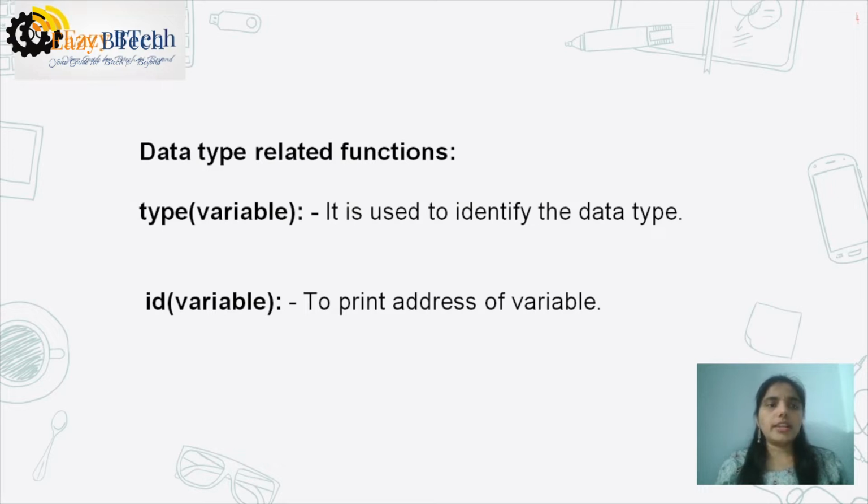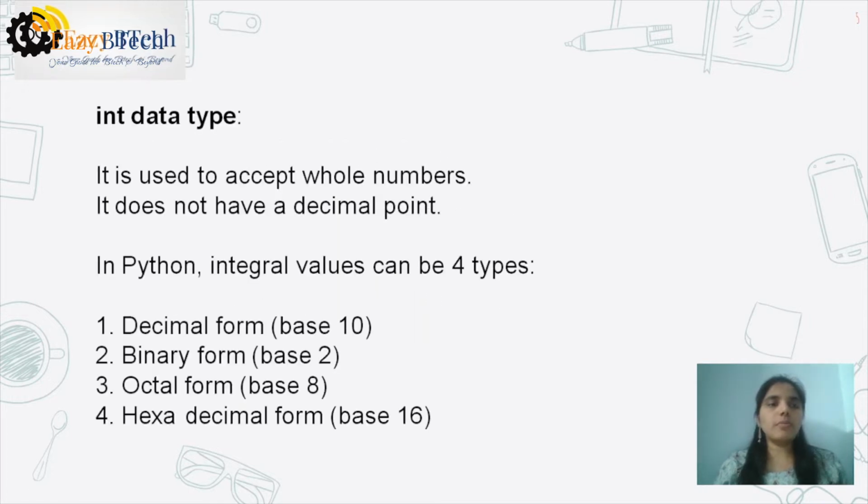And the next concept is integer. When we move to the types of data type, the first type is integer. It is used to accept all numbers, any number, either positive or negative. Integer does not have a decimal point.